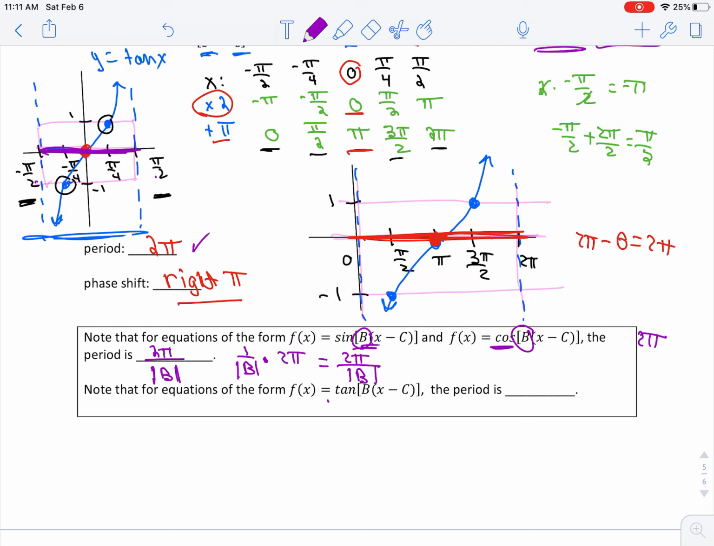So again, for tangent, it's going to be the scale factor, which is always 1 over the absolute value of b, times the original period, which is pi, and so we end up with pi over the absolute value of b. So this is pi divided by the absolute value of b. And that's the formula for the new period of a tangent function.